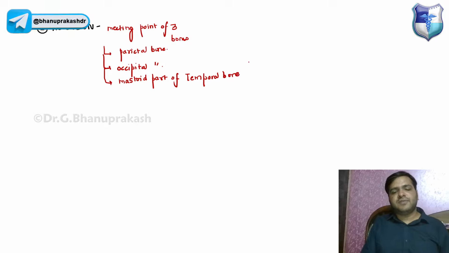Mastoid part of the temporal bone. Now, at birth, guys, this area is again occupied by a membrane, and that is called the mastoid fontanelle. Obviously, it is the mastoid part, so it is named the mastoid fontanelle.